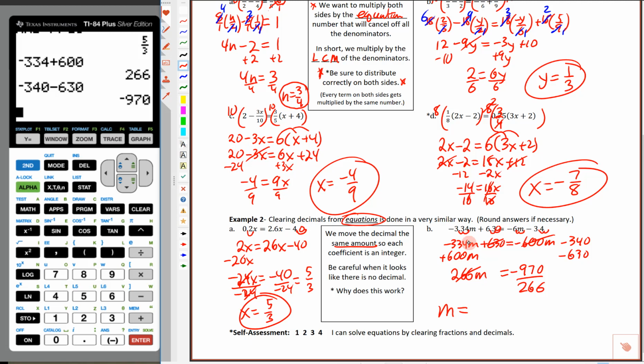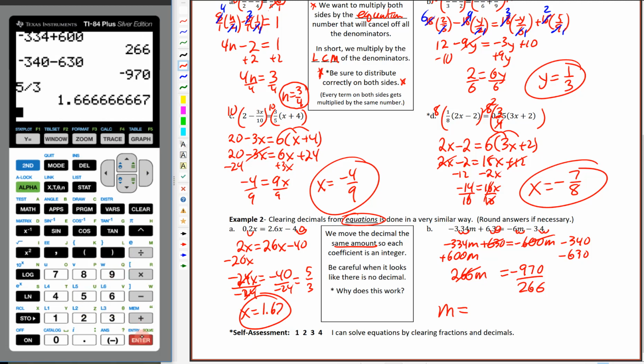On this one right here, let's go back and check this one. I just remembered. Hey, if that's 5/3, that's going to be 1.67. Okay, remember that one up there? When we did 5 divided by 3, we ended up with 1.66. We're going to round to the nearest hundredth on that one. Sorry about that.